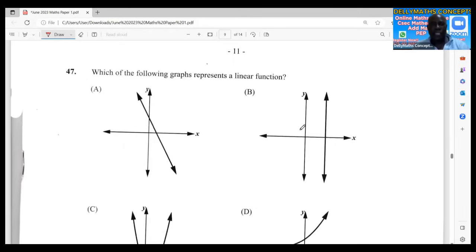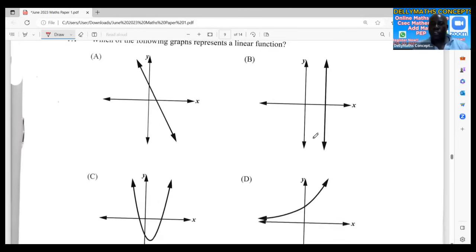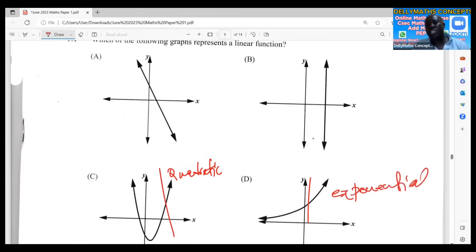Which of the following lines represents a linear function? Linear function refers to a straight line function, right? Now, remember a function, if you do a vertical line test, it should just touch the graph once. This is a quadratic. As you could see, this is a function, but it is not linear, it's a quadratic. This one is a function again, but it's exponential. So it's an exponential function. This is not a function because there are so many points on this one line from that point. So that's not even a function. The answer is A.